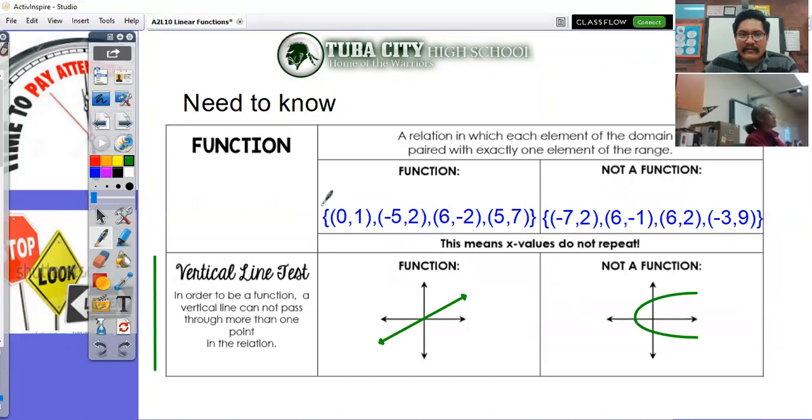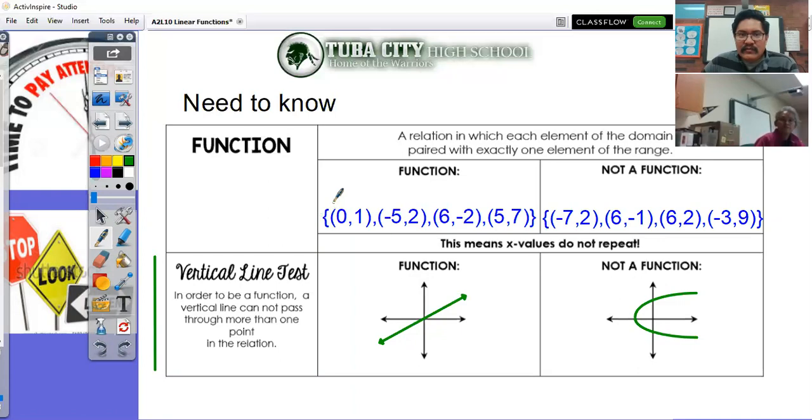So let's go ahead and talk about the functions. So these blue parts are written, those are not on the packet, so you are gonna have to write those in yourself. So the relation in which each element of the domain is paired with exactly one element of the range. Okay, that is the definition, but I think maybe it'd be easier just to remember the easier way of doing this, and that is to not have any X values repeat.